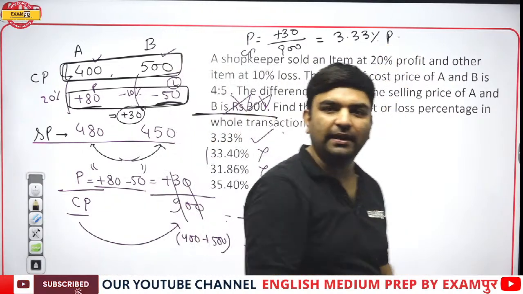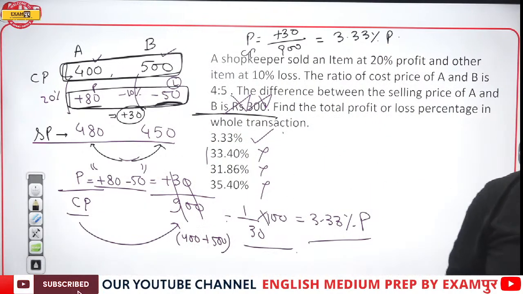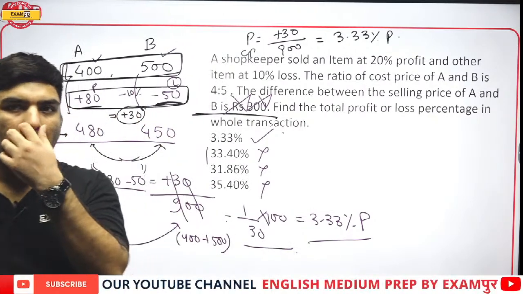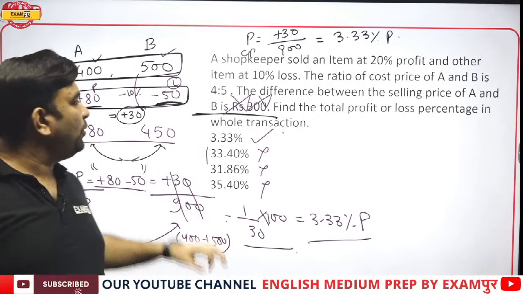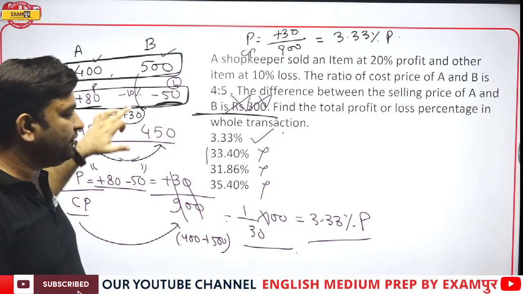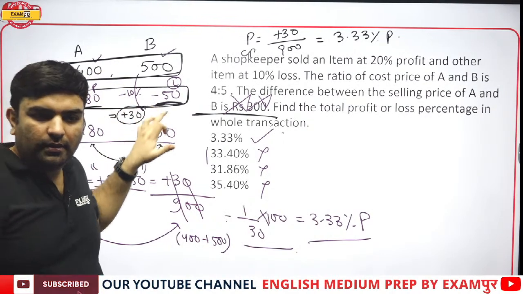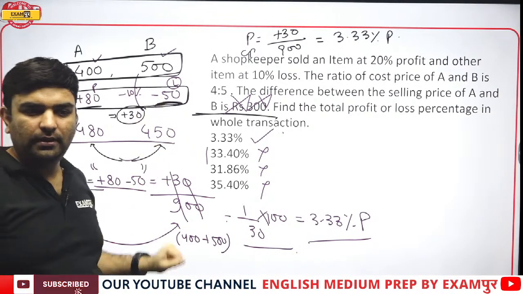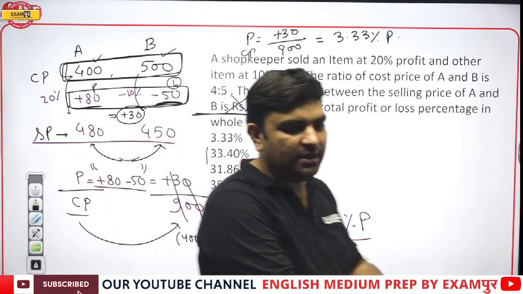समझ गए बच्चे? समझ गए? The problem is getting solvable from the first two lines only. If you tell me, I will write it down again.